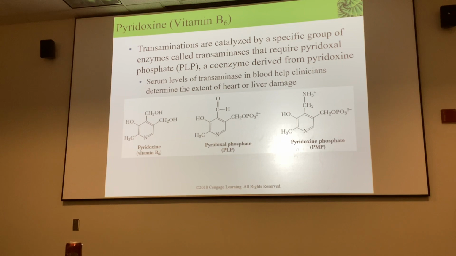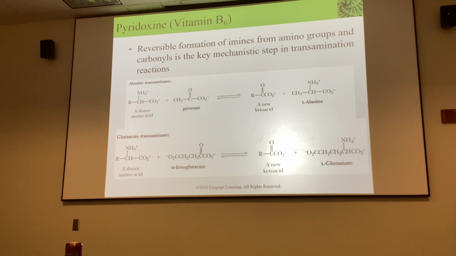But transamination is just, we had an amine and we switched it out with another amine. A donor amino acid and a new amino acid, right? We're switching those guys between each other. One of them gets to be a ketone, and one of them gets to be an amine. And they swap who is who. That's all transamination is.